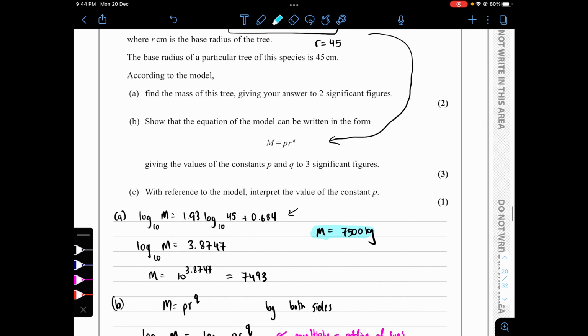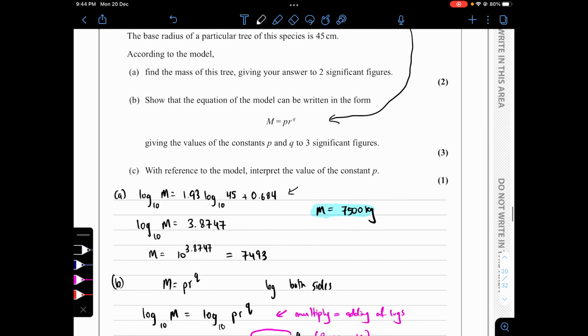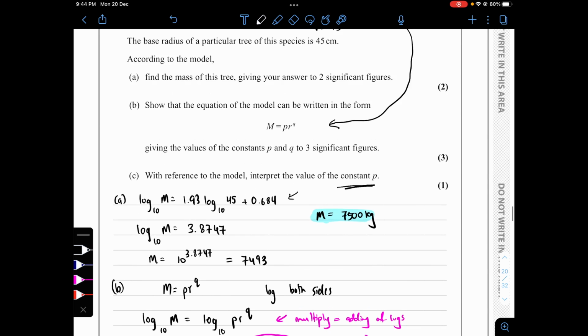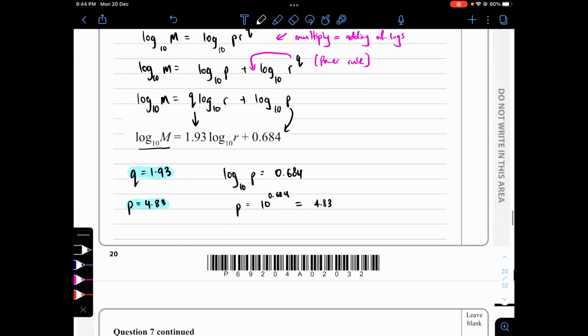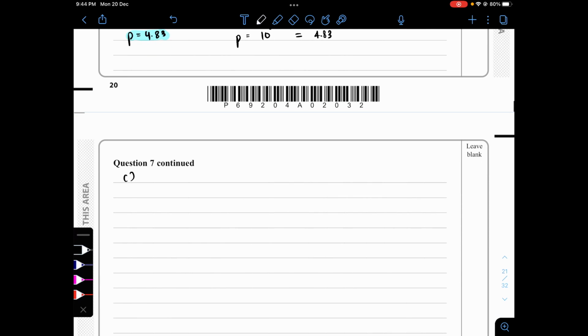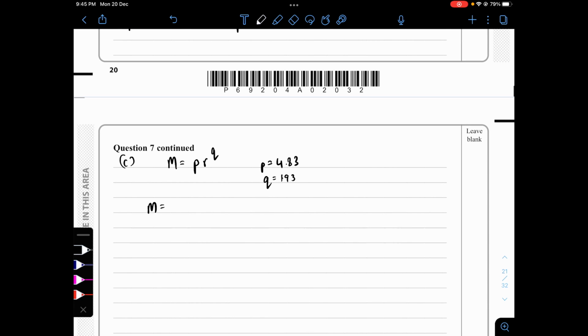Look at part C. With reference to the model, interpret the value of this constant p. Okay, so we don't have p here, we're only looking at this model here. So let's first write the model. So part C: m equals p times r to the power of q. And we know p in this case is 4.83, and we know that q is 1.93. So let's rewrite this. So m equals 4.83 times r to the power of 1.93.